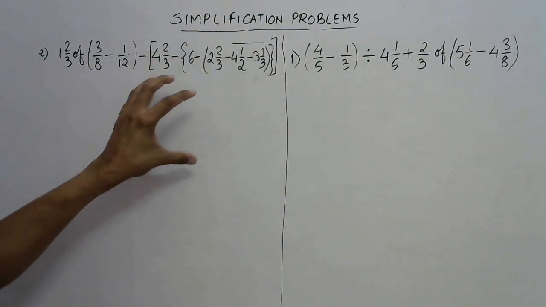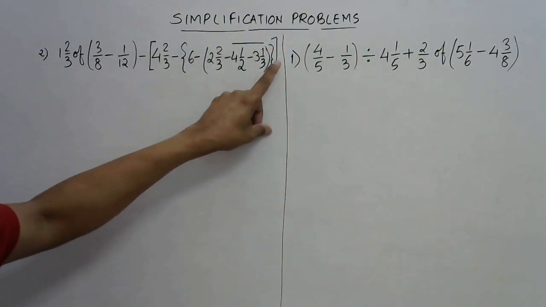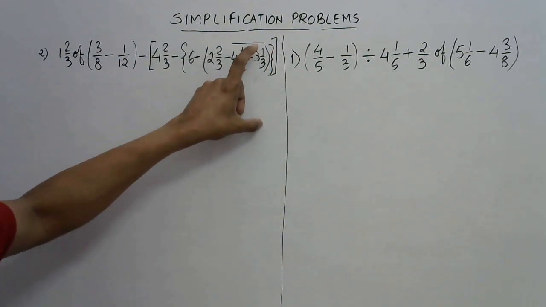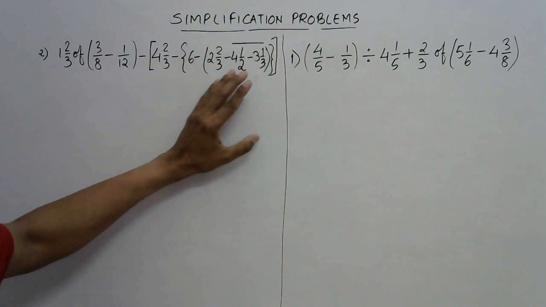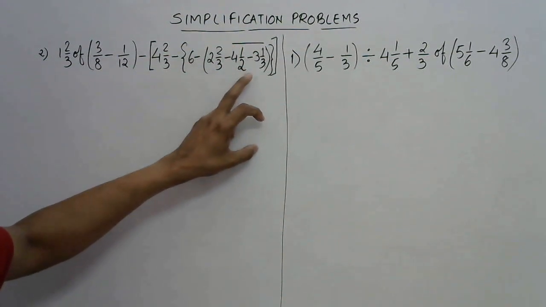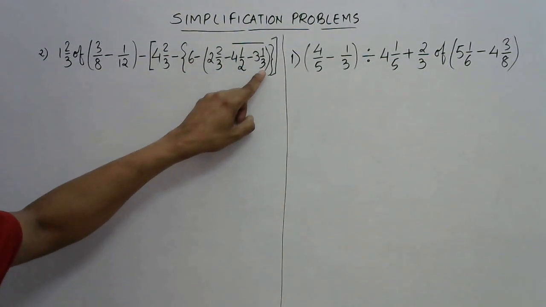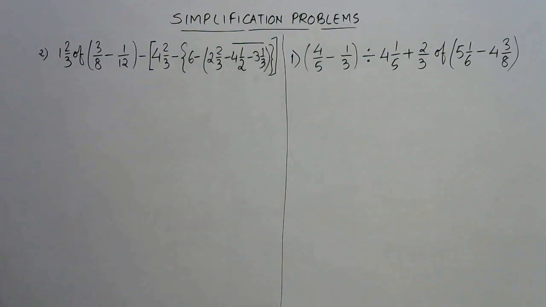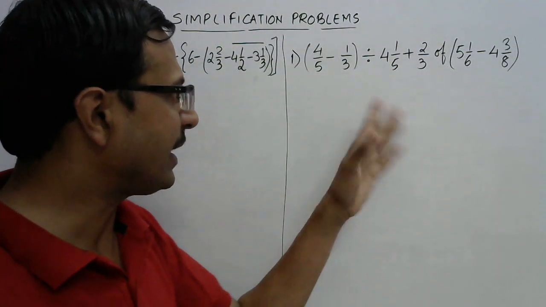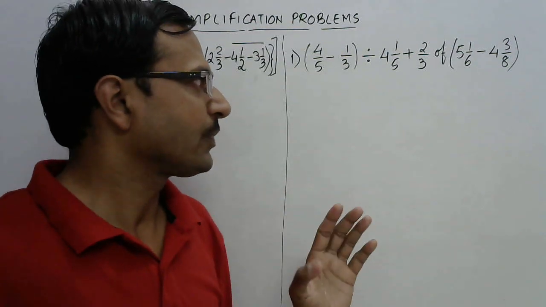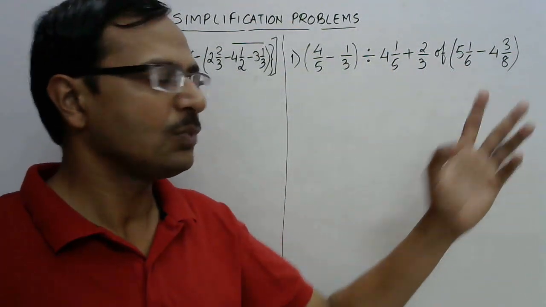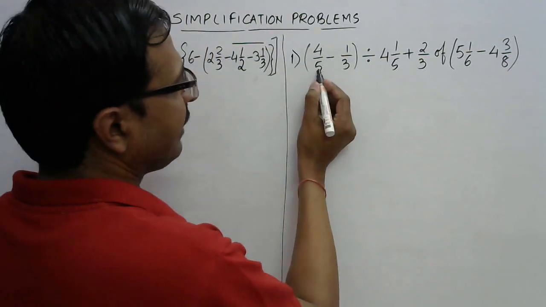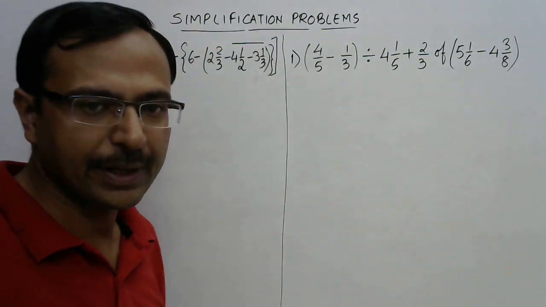Once we have exhausted the three types of brackets, the square bracket, curly bracket and the parenthesis, then the vinculum sign is used as the fourth option. So we need to get rid of this vinculum first, and then the parenthesis, then the curly brackets, and then the square brackets. So let's see the first question, a comparatively simpler one, in which we have two brackets which need to be solved first. So let's solve them. See, 5 and 3, they are co-prime.